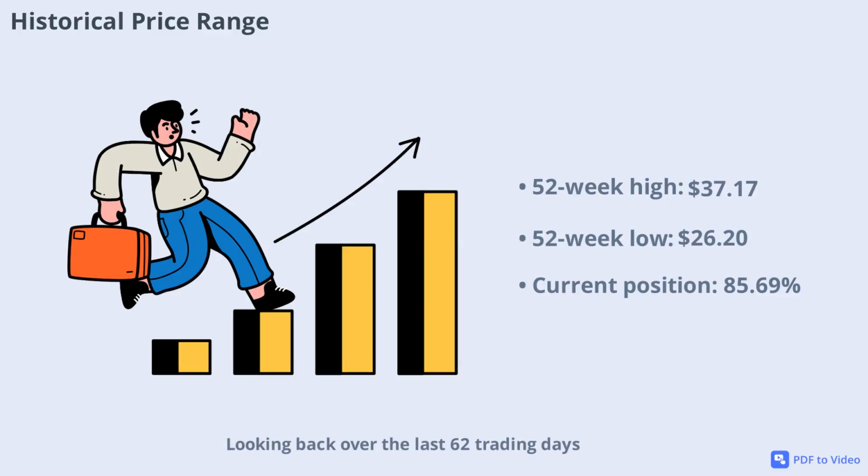Looking back over the last 62 trading days, COWG's price has moved between a low of $26.20 and a high of $37.17. This range highlights the volatility and trading opportunities present in the stock. The 52-week position is currently at 85.69%, indicating that the stock is trading near its yearly highs. Understanding this historical context is crucial for interpreting technical indicators and assessing potential support and resistance levels. Let's keep this range in mind as we analyze the stock's recent performance.